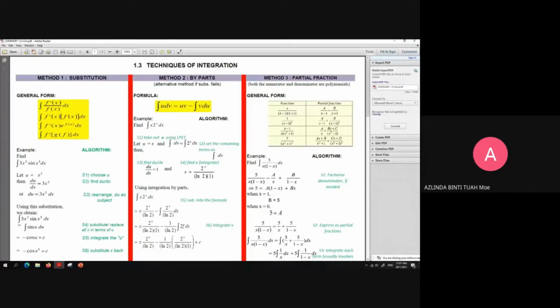Once again, integrate exponential, copy back the function, ln the base, differentiate the power. So once you have done with the integration, that's the answer. Don't forget to plus C. That's all for by parts. Any questions?